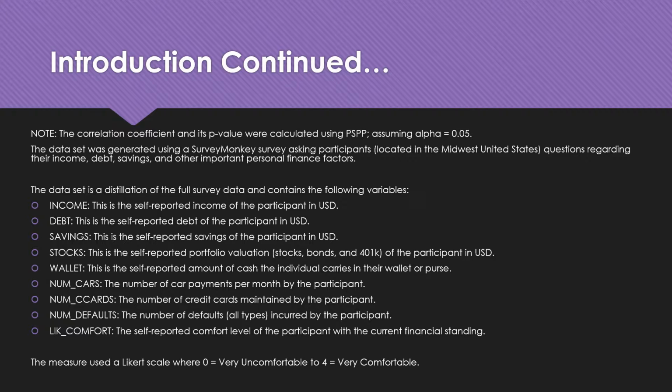NUM-CARS, the number of car payments per month by the participant. NUM-CCARDS, the number of credit cards maintained by the participant. NUM-DEFAULTS, the number of defaults, all types, incurred by the participant. And LIC comfort, the self-reported comfort level of the participant with their current financial standing. The measure used a Likert scale where 0 was very uncomfortable to 4, which was very comfortable. Let's move on to the next slide.